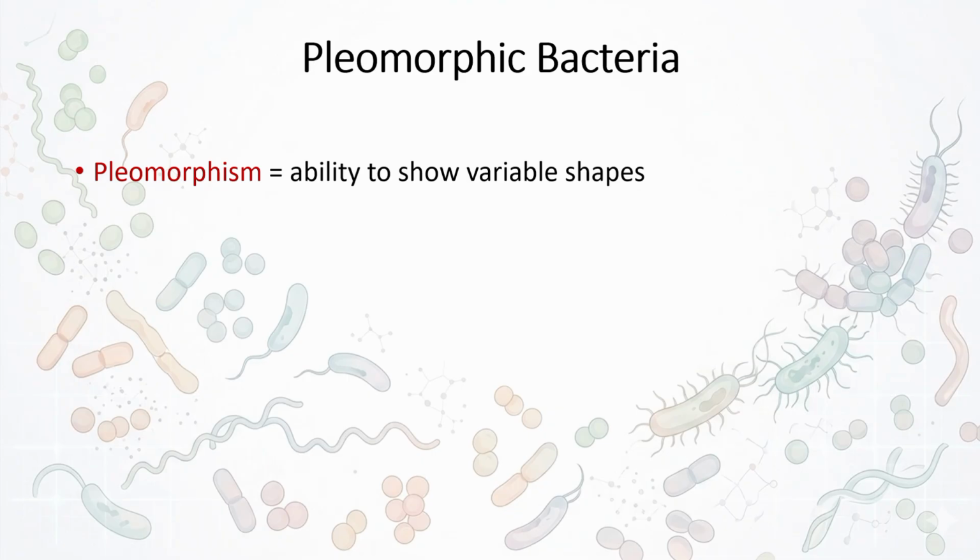Pleomorphism. What is pleomorphism? It is the ability to show variable shapes. Why is it showing variable shapes? You can see in the background there is cocci, there is diplobacilli, there are spirochetes, there are so many different shapes.